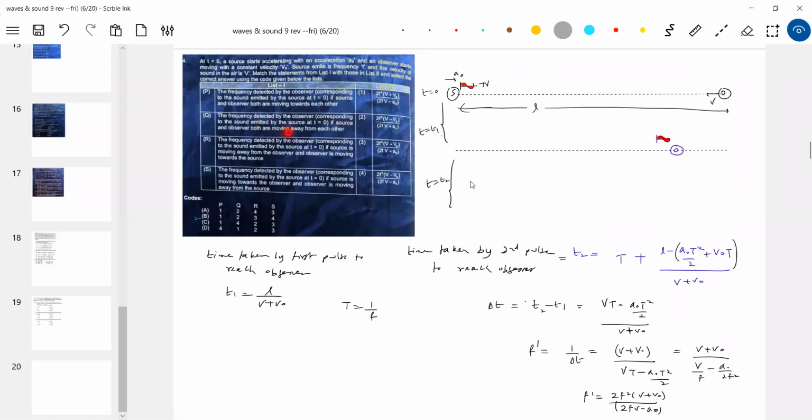If the source and observer both are moving away from each other, what changes will you make? Anybody wants to tell? There is only one change. If you make it, the problem will be over. So this should be the positive one. Then again you solve it. So what will be your answer? This will be positive. That's all. Check it.